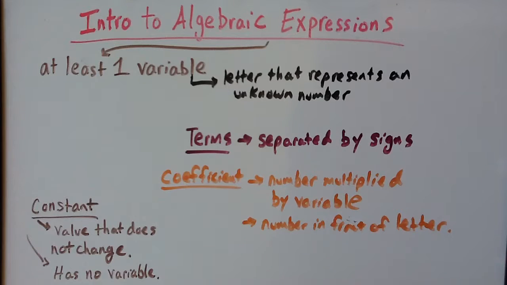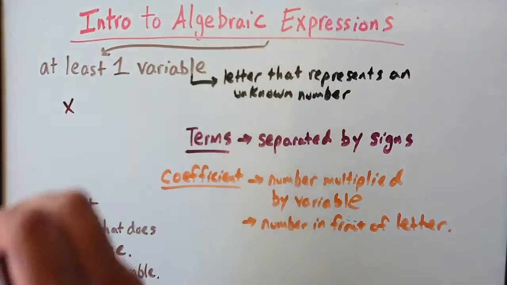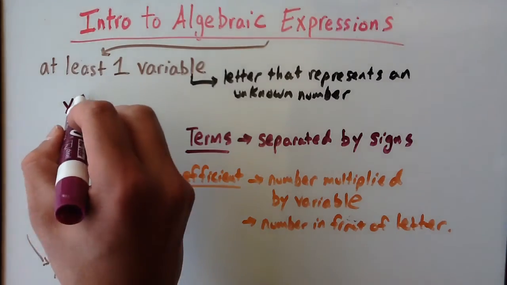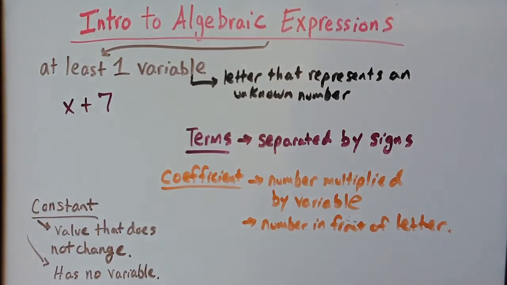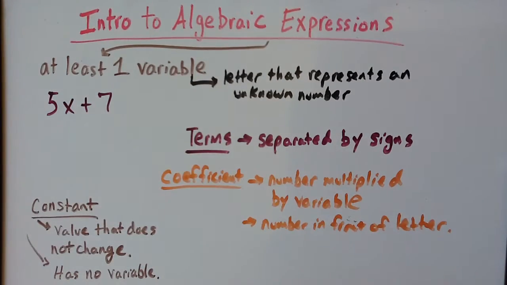An algebraic expression must have at least one variable. And a variable, of course, is a letter that represents an unknown number. So if we had something like x, this is an algebraic expression, right? There's one variable there. We could have x plus 7. This is an algebraic expression. Or we could have something like 5x plus 7. This is an algebraic expression. As long as there is at least one variable, it's an algebraic expression.